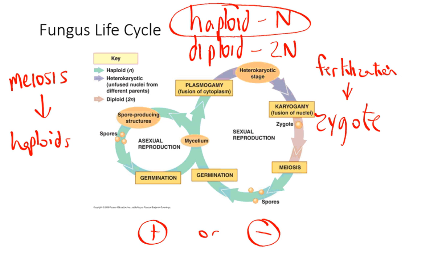Several words here: plasmogamy, karyogamy, things that we're not going to be concerned about. But what I want you to see is that meiosis creates spores, and those spores, which are haploid, spores is another word which we've talked about, or we will talk more about when we get to plants, but these spores are haploid, and they can grow into this haploid organism.